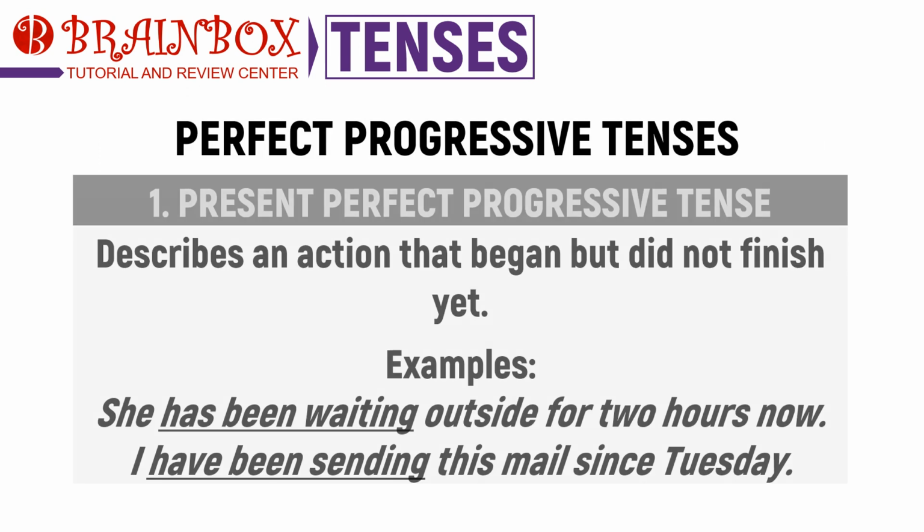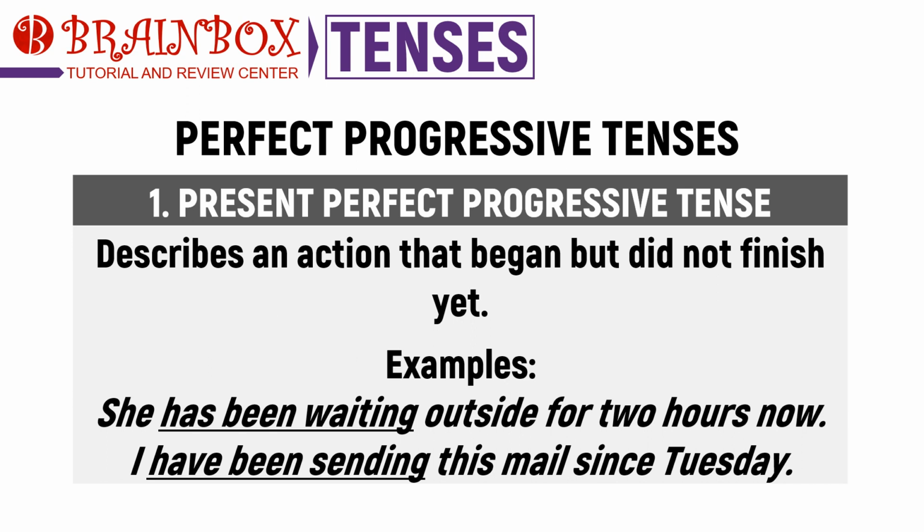The last 3 types of tenses are categorized under perfect progressive tenses. Perfect progressive tenses are actions that were, are, or will continuously occur and were, are, or will be completed at a later time. The present perfect progressive tense indicates an action that occurred and began in the past but is continuing in the present.